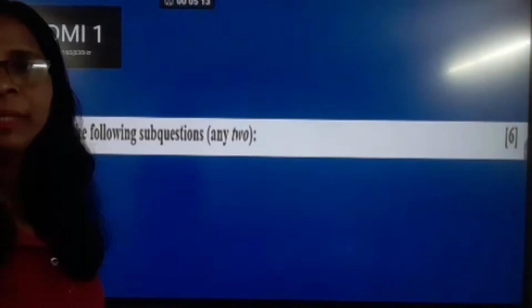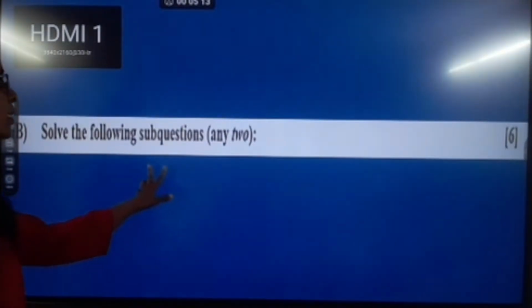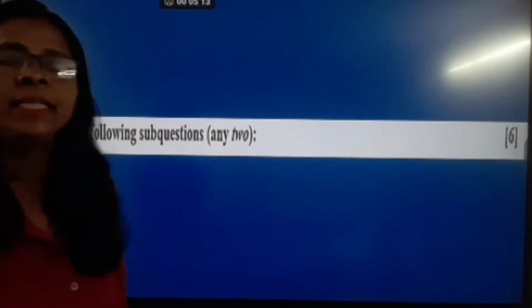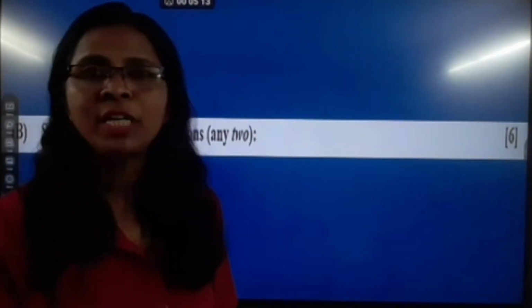Then the next example. Next will be the B part, and in that B part you solve any two of the following sub-questions, each having 3 marks. So see the first example in this part.